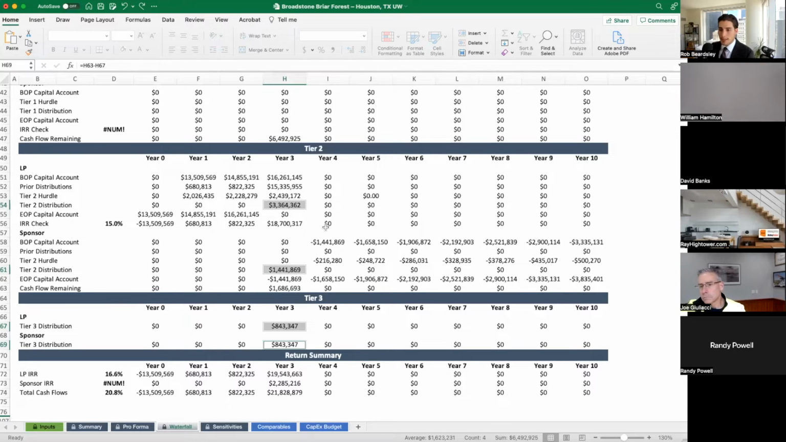But to actually explain it more: after tier one was satisfied, we had 6.5 million remaining. A 70-30 split of that, up to a 15% IRR, was split in tier two. And then above the 15% IRR, it was 50-50. And that's where the 6.5 million went. Hopefully that makes sense.